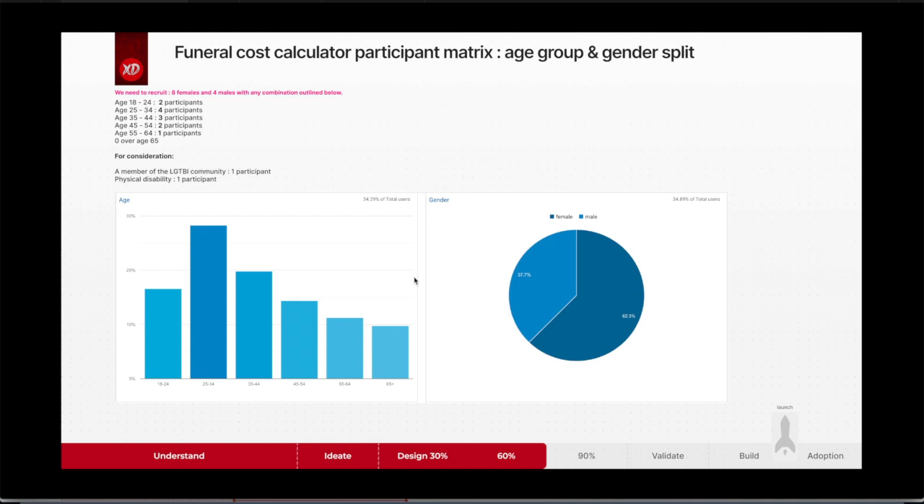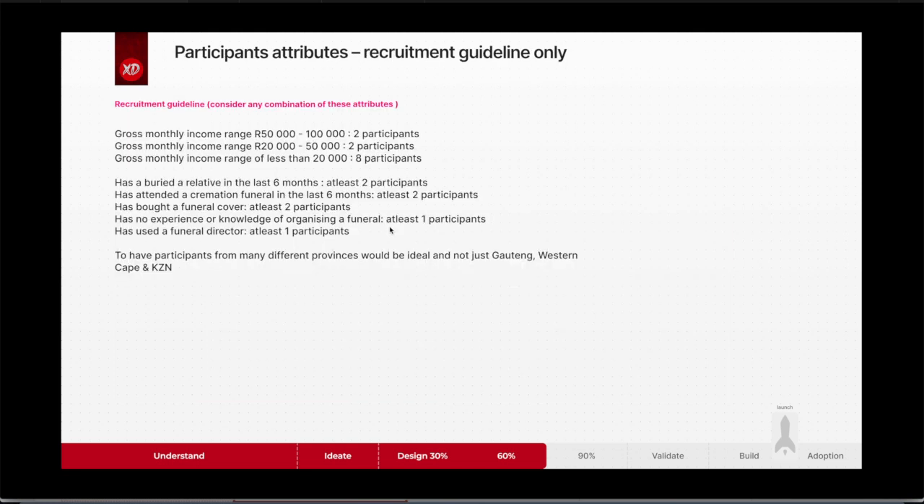And then also we can see the split between females and males, and also because of diversity and inclusion, we need to take into account participants from the LGBTI community, and maybe someone who's physically disabled and so forth, so that we've got a good balance of participants.